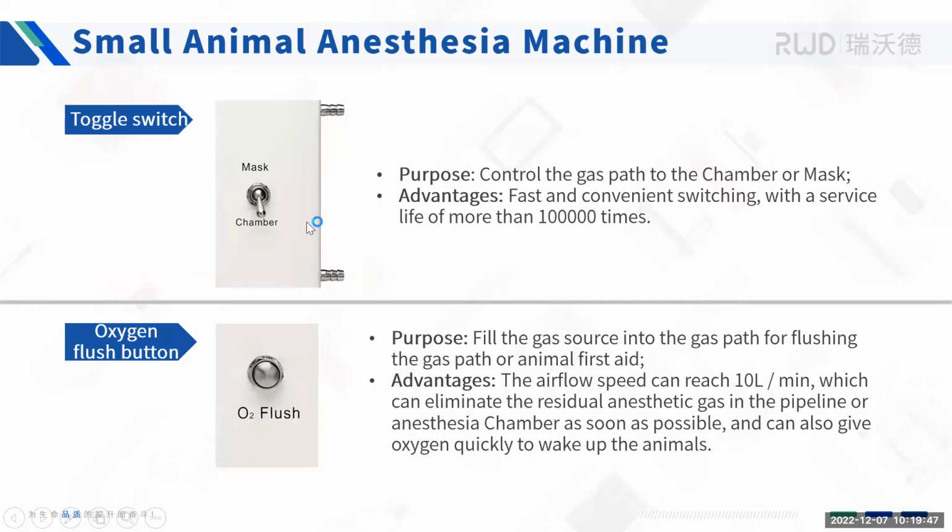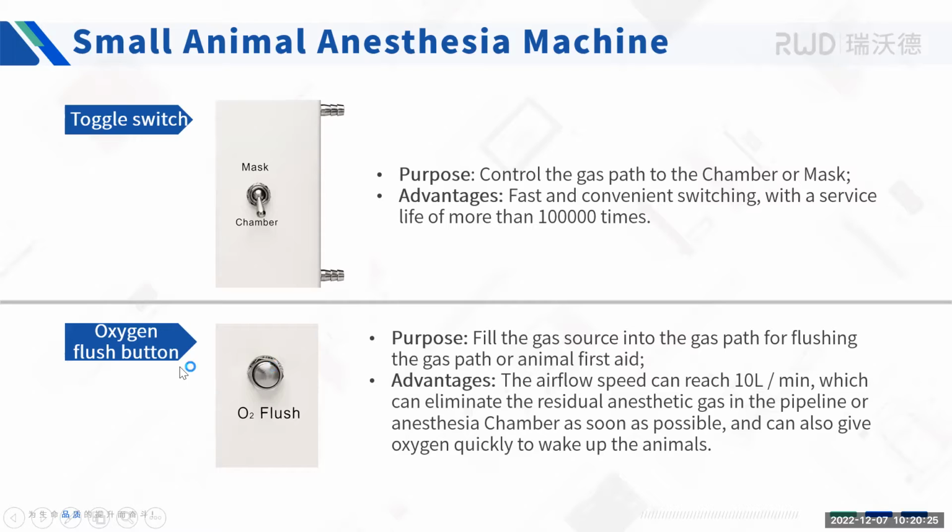And here are two functional buttons you can see on your anesthesia machine. This one can control the gas path to the chamber or mask. If we move it up or down, the gas will go this way. And this part will connect to the chamber. So this end connects to the mask and this end connects to the chamber. You can control the wave through this toggle switch.